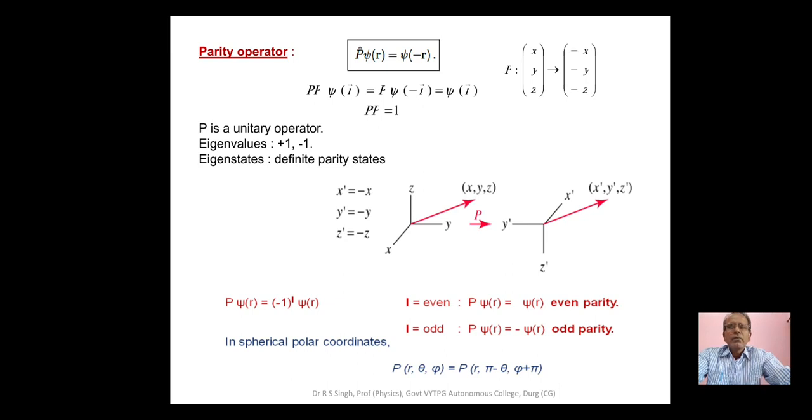Operating P over wave function psi, which is a function of r, we have the equation P psi r equal to minus 1 power L psi r. For even L, the parity is even and for odd L the parity is odd. In spherical polar coordinates, P acting on r, theta, phi gives r, pi minus theta, phi plus pi.